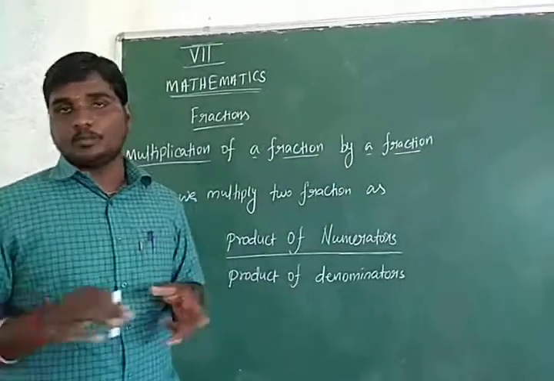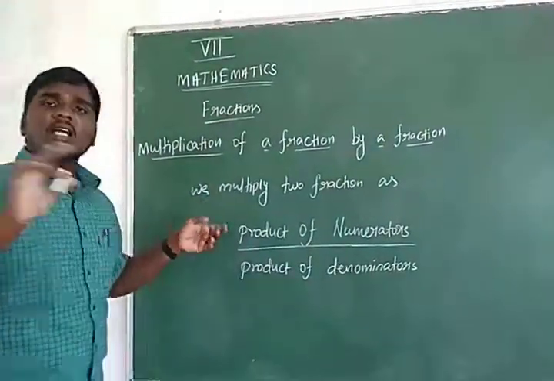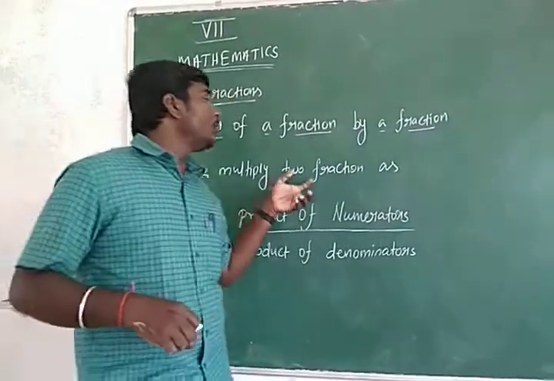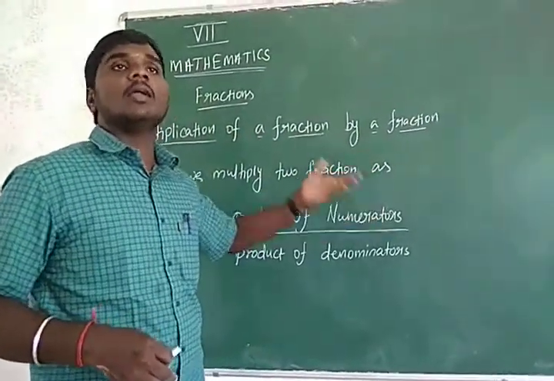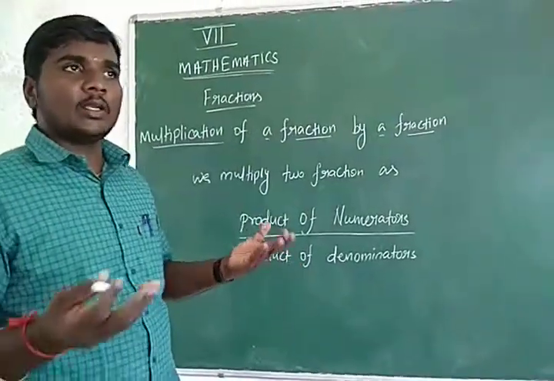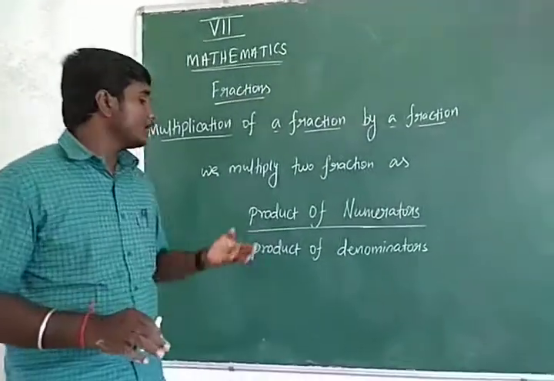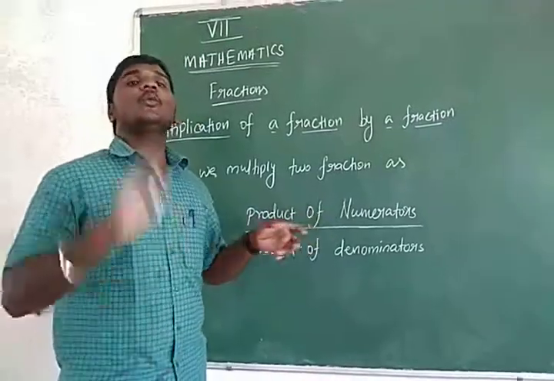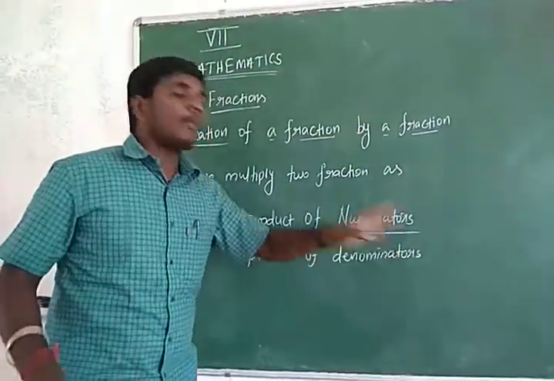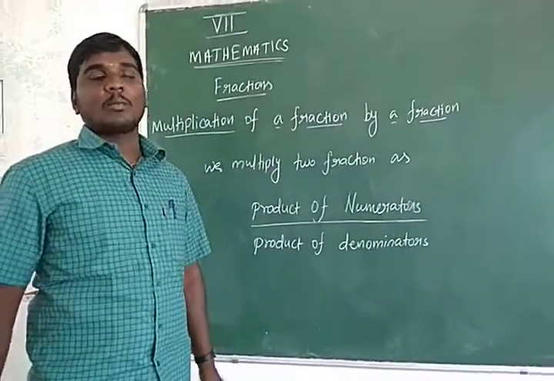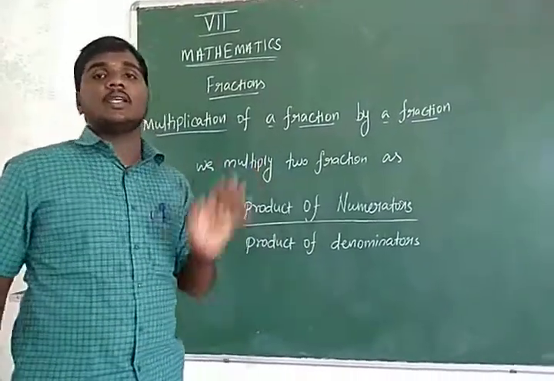That is not a problem. Correct. What is the concept? We multiply two fractions. How to multiply the two fractions? Very easy. Product of numerators divided by product of denominators. That's all.